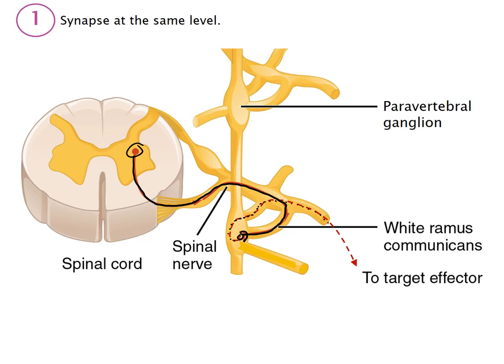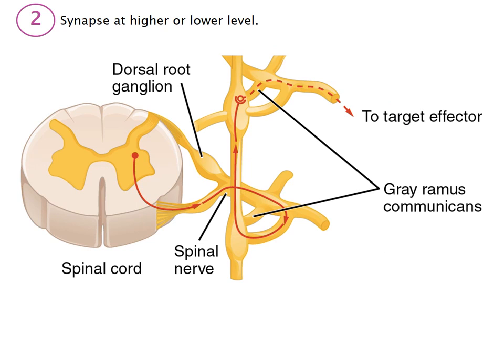enters into the ventral ramus. This is the gray rami communicans. And this is the ventral ramus. Once in the ventral ramus, the postganglionic fiber is conveyed to the target tissue.